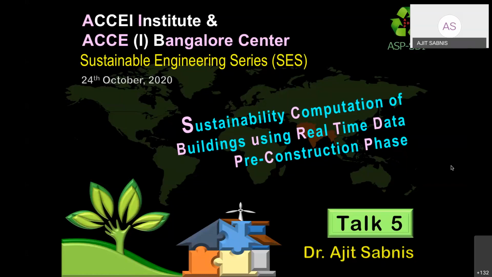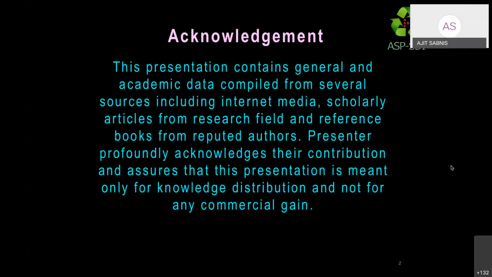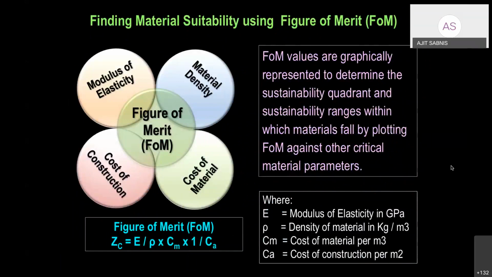So till now, as Ranganath has explained, I would like to just recall what we discussed in the last talk. We talked about finding material suitability using the figure of merit. This figure of merit was derived as a mathematical expression comprising all the important properties of the material and the cost estimates of the materials. And this is what we saw.